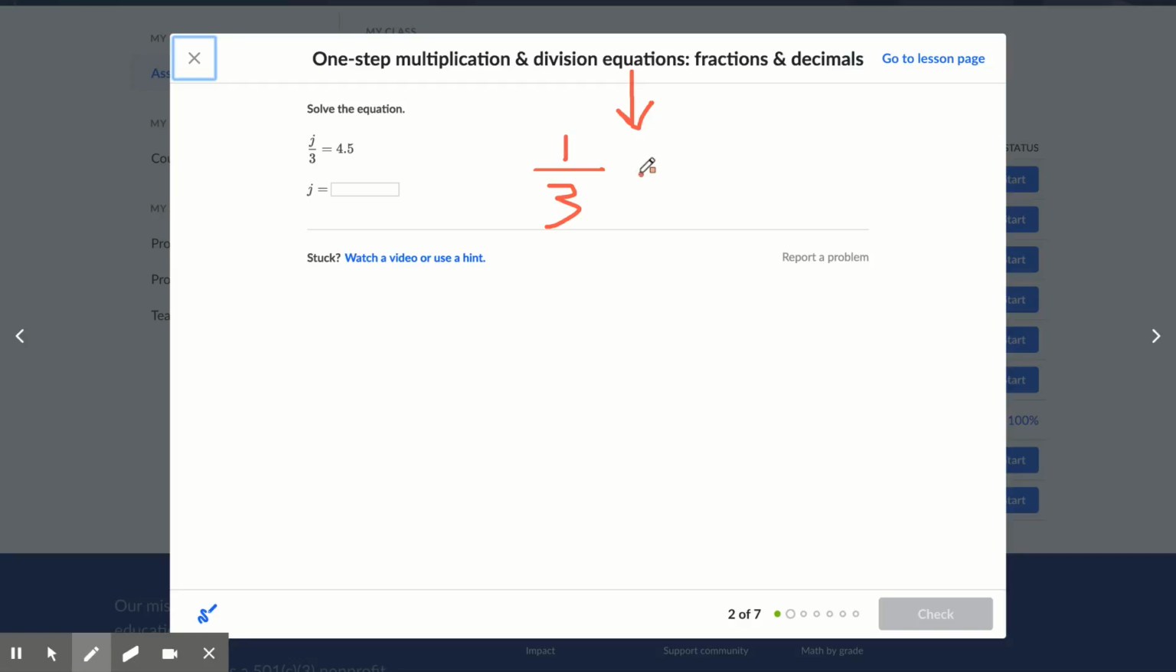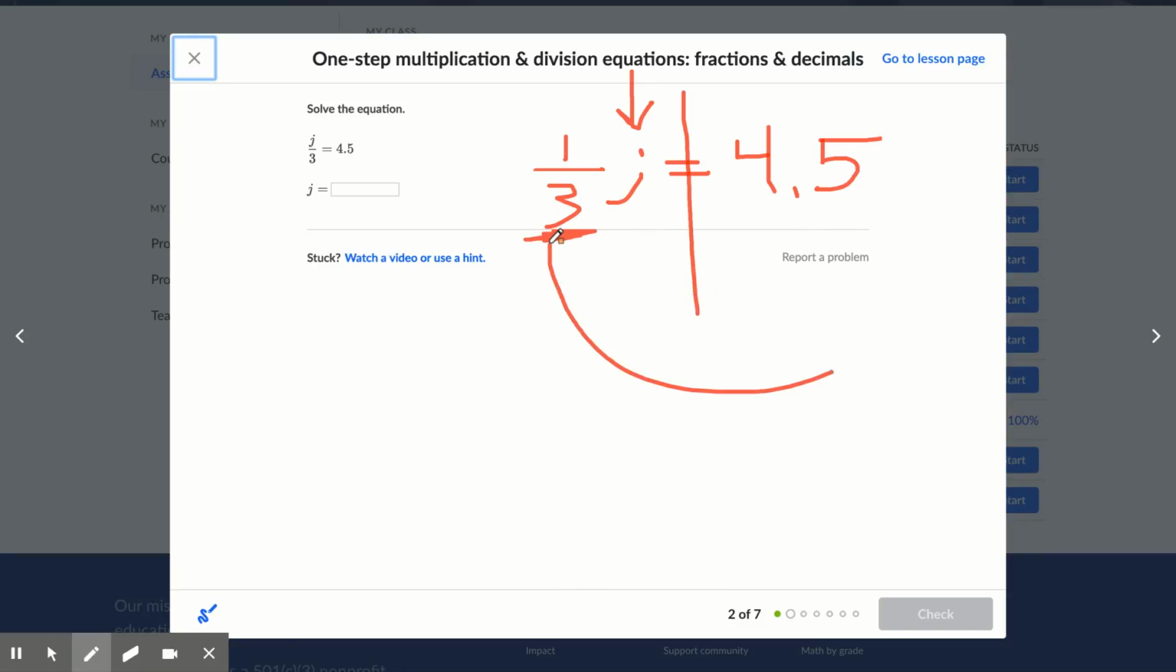So 1/3 j, and it equals 4.5. Okay? So this is, again, similar to what we just did. It's a fraction. Anytime I have a fraction that is a coefficient, the number next to the variable, that means I have to flip it because I want to move it over to the other side of the equation. I want to move this over here. The only way to do that is by flipping that fraction. So it's going to be 3/1.